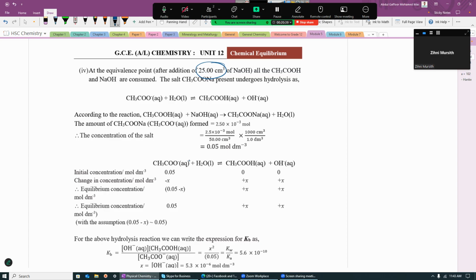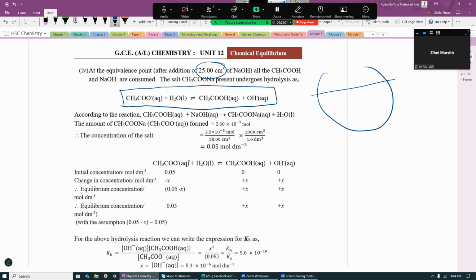Okay, so under hydrolysis. Now CH3COONa only will be present, but that can undergo hydrolysis. Why? Because in the solution anyways we will have water. So the equilibrium reaction that will be established during the equivalence point will be this. The only thing that we will have in the solution at equivalence point is the salt and water. Water is there because this is aqueous, and the only thing we have at equivalence point is salt, neither acid nor the base.